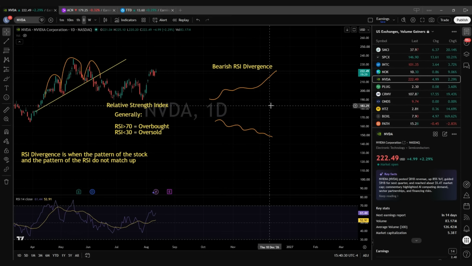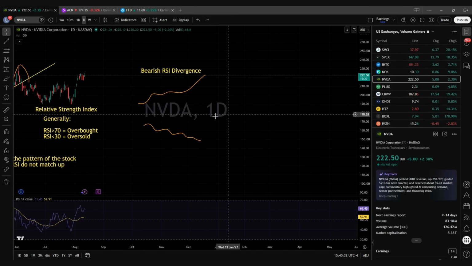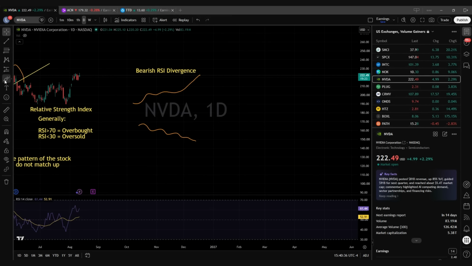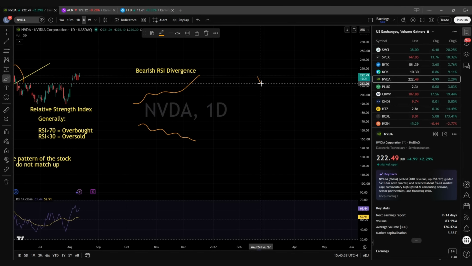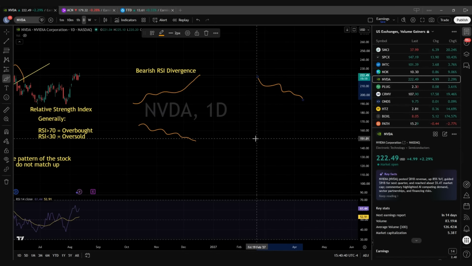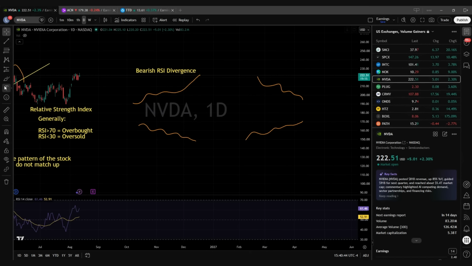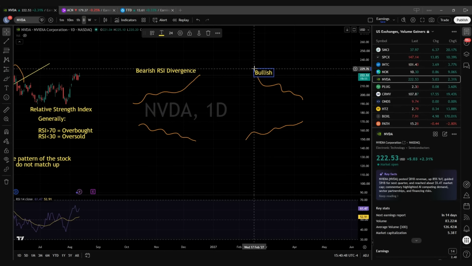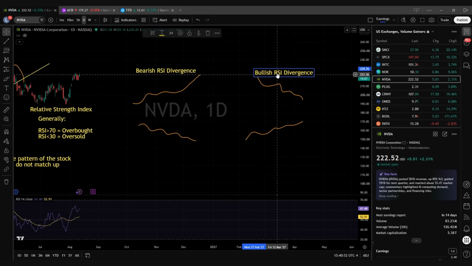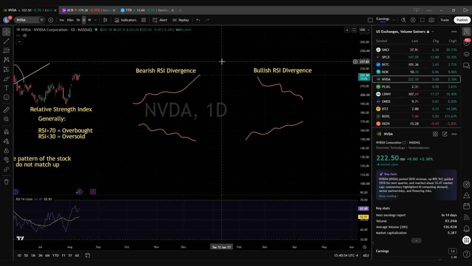Now, for bullish RSI divergence, it would be the opposite, right? It would be the opposite. Let's say a stock was moving like this, but the RSI was moving kind of like this. Well, this is actually bullish RSI divergence.